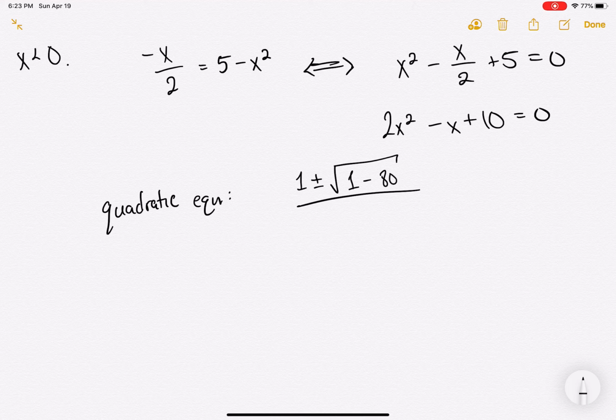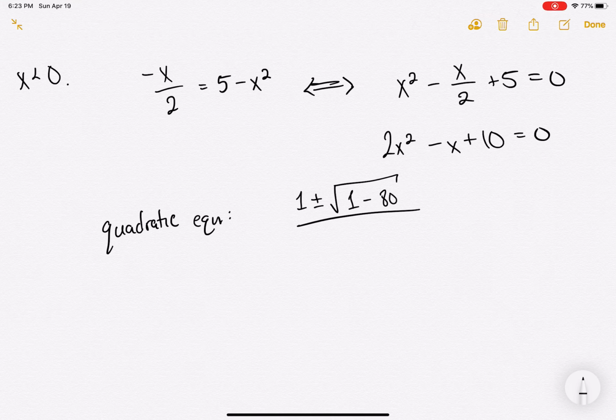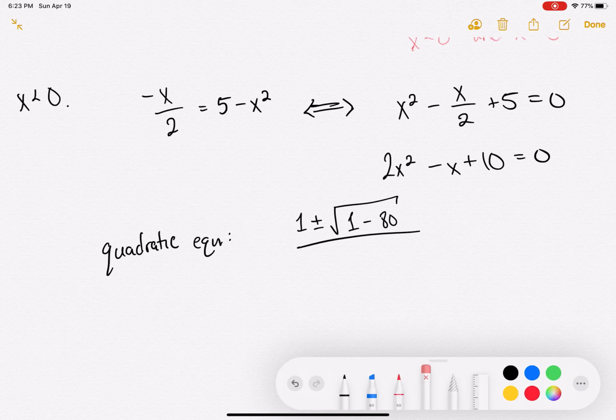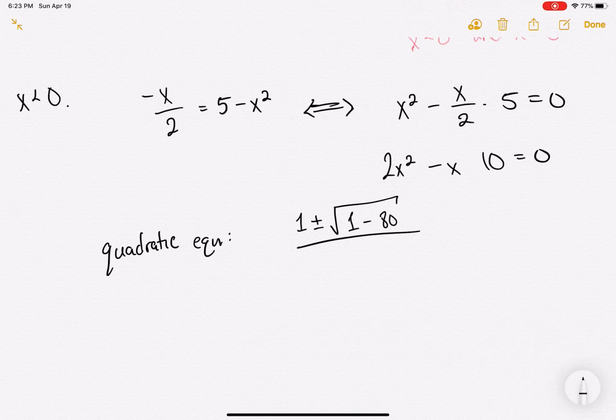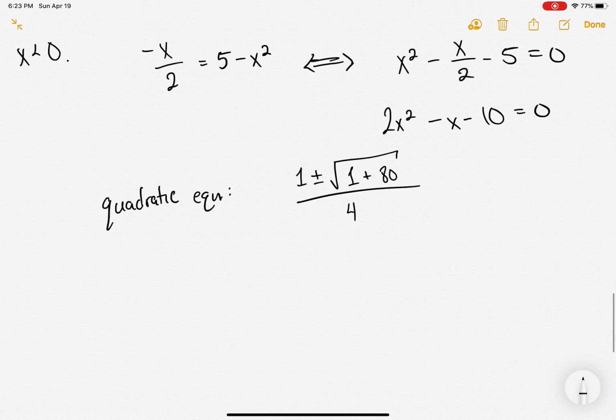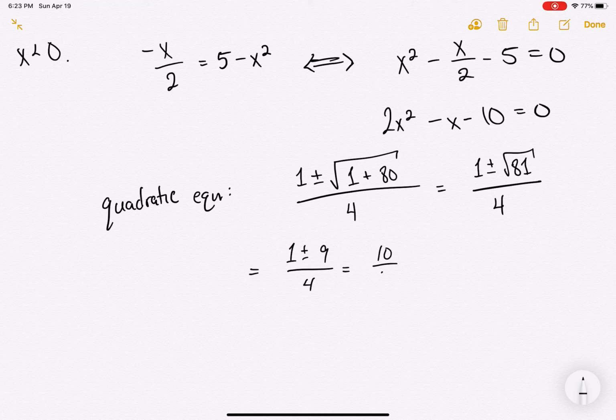All over 2. Did I add something wrong? Yeah, there should be a negative sign here. Silly me. These are negative signs. Plus, there you go, all over 2a is 4. Makes sense that I'm taking the square root of 81, right? It's something you can actually take a square root of, and I only set up good problems for you guys. The square root of 81 is 9, if you've forgotten. This is 1 plus or minus 9 divided by 4, so we get 10 fourths or negative 8 fourths.